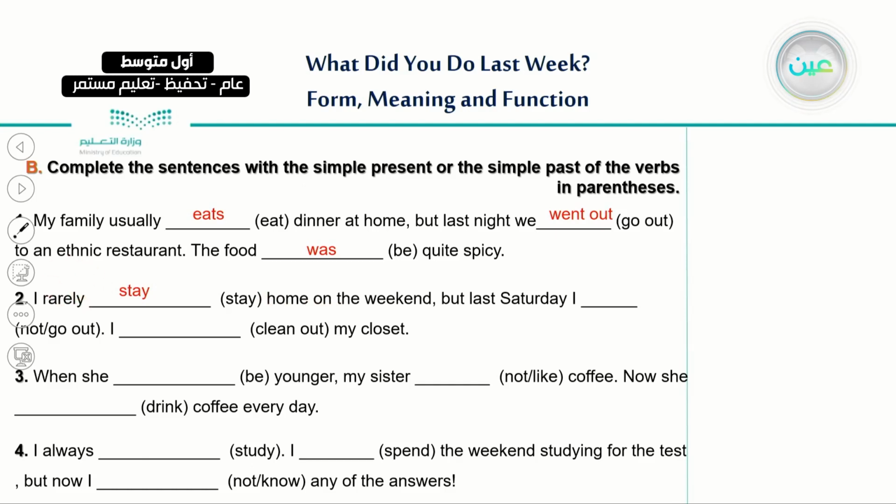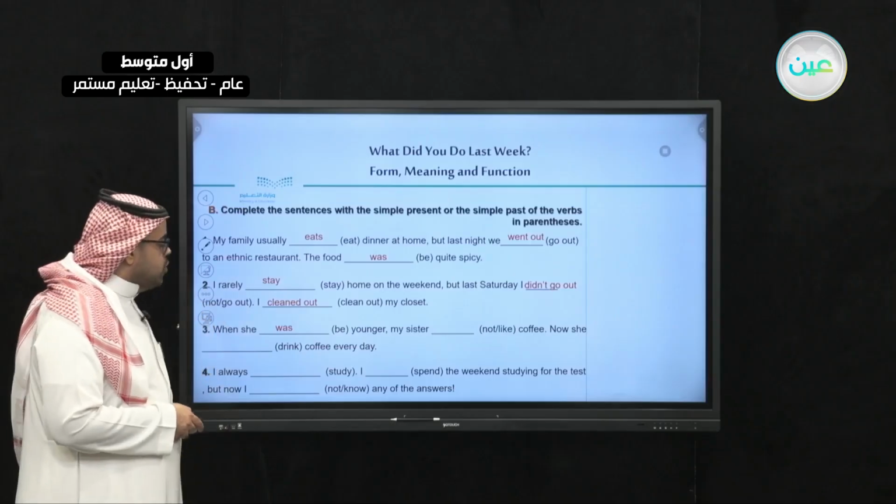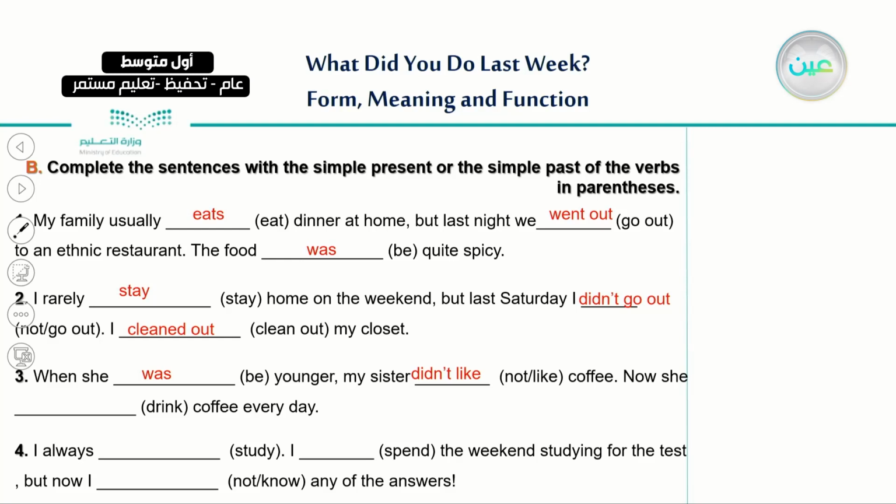Here, because we have the adverbs of frequency, but last Sunday, I didn't go out. Last Sunday is in the past, so this is why we use didn't go. I cleaned out my closet. This is also in the simple past. Number 3, when she was younger, here I'm talking about a previous time, a time in the past. When she was younger, my sister didn't like coffee, because that sentence is still in the past.